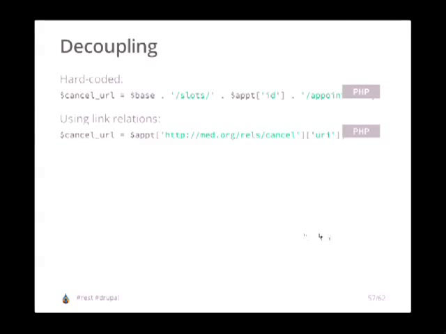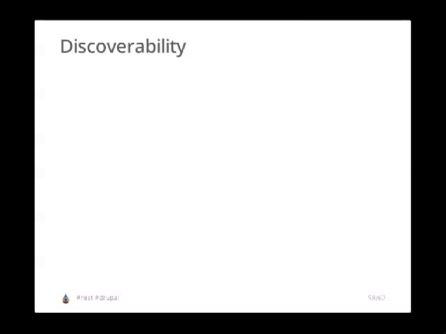So if you use link relations, then you can just use the link relation as the key to access the resource URI for the resource that you want to interact with. So that's decoupling.